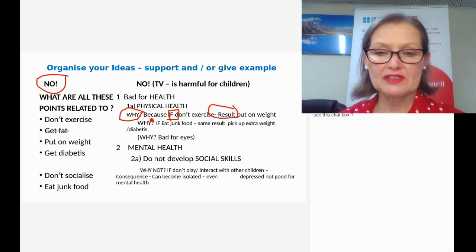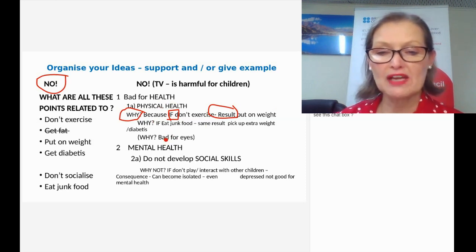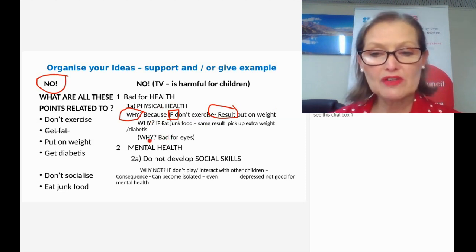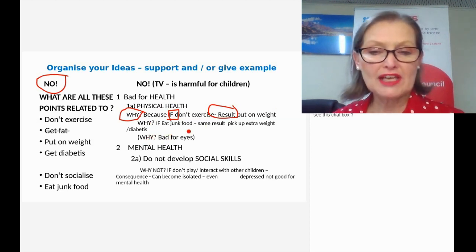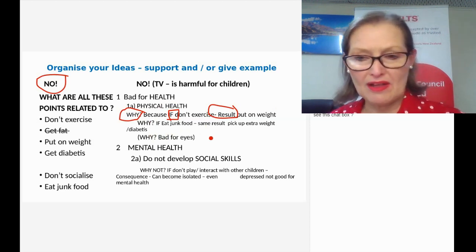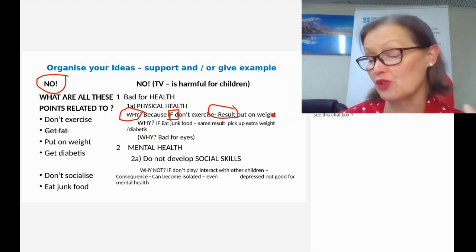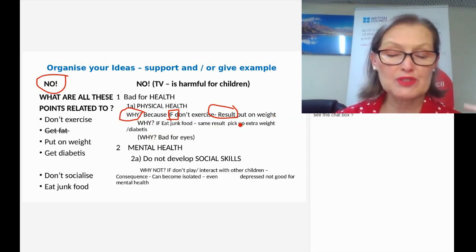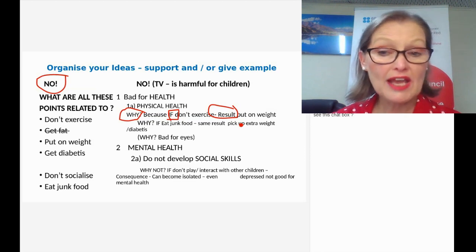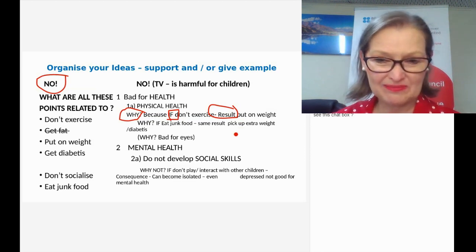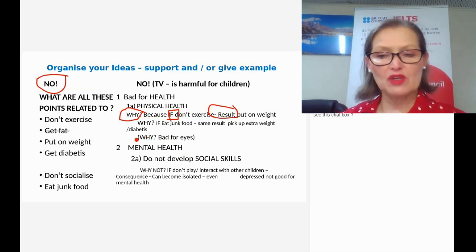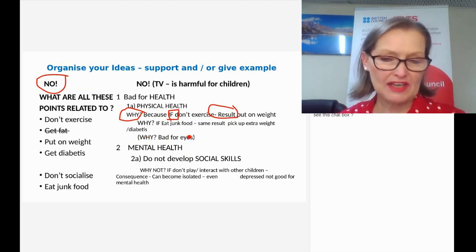And another one, physical health. Why is television bad for physical health? Because very often children can spend time in front of the television eating a lot of junk food. And that is also going to help them put on weight. And we'll see later on that I can combine those into 2 points. That's 2 points into 1 point. And we're going to use some nice language to put that into a more complex structure. Now, I've also got this idea why bad for eyes here, haven't I?